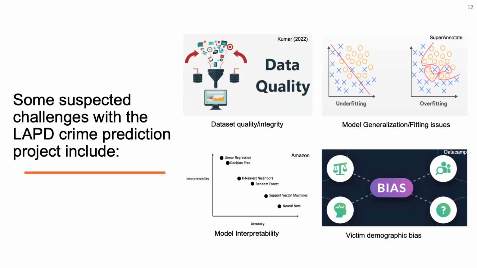Bias. Our data contains large amounts of information on victim demographics. We need to be mindful of this and implement fair algorithms and other bias detection and mitigation techniques like reweighing training data or adjusting model decision thresholds. Next slide, please.